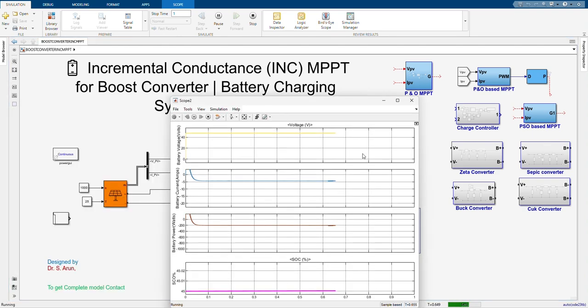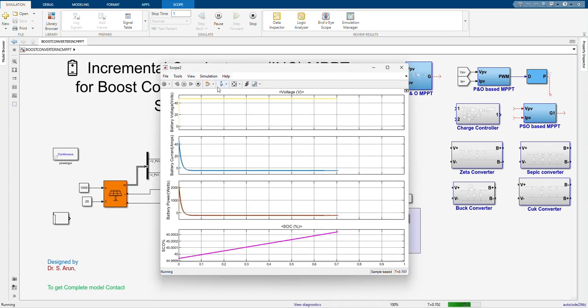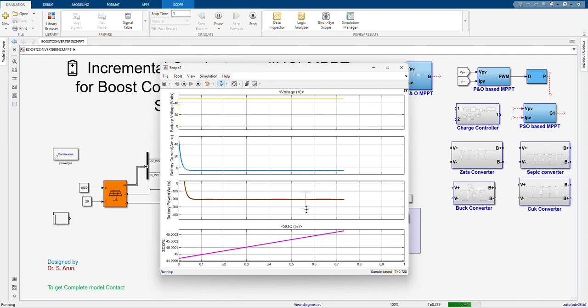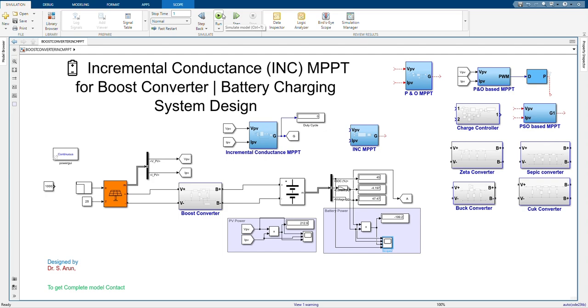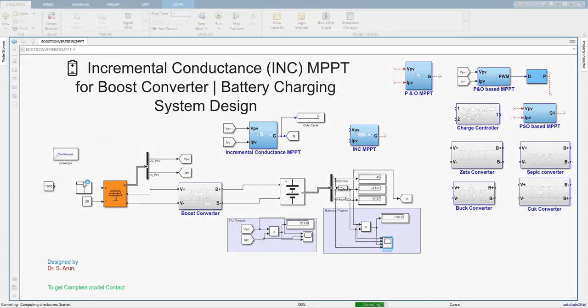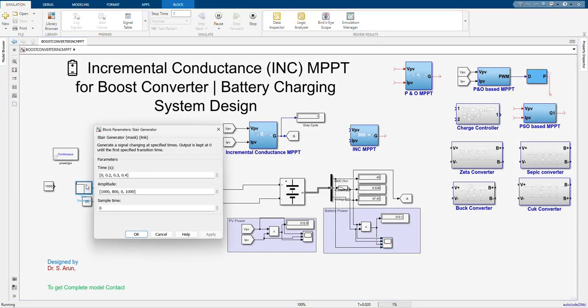Let's see the battery power for the constant irradiance level of 1000. You can observe that the maximum power on the battery side is nearly equal to 210 watts. So that is exactly the maximum power from the PV panel with the help of the incremental conductance MPPT. Let me see how our system works for different irradiance levels. Here I choose different irradiance levels, 800, 0 and 1000, for different time periods.